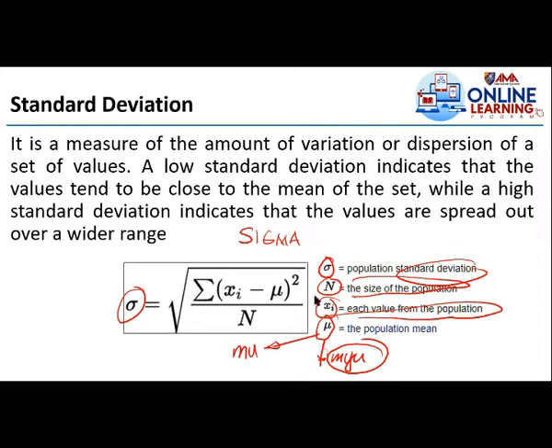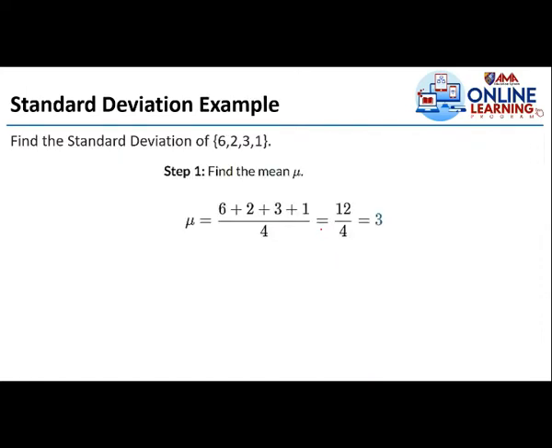Okay? So that's the population mean. Now, find the standard deviation of 6, 2, 3, and 1. First step is you get the mean or the mu. So simply add those 4 digits, then you divide it by the number of elements, which is 4. So 12 over 4 is equal to 3. So we got mu. Okay?